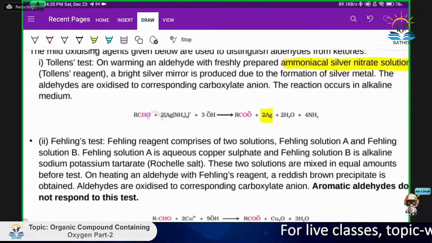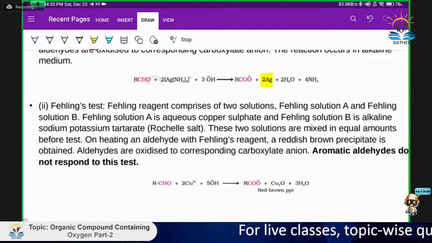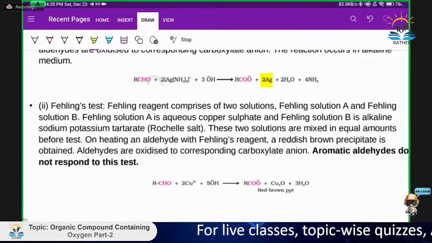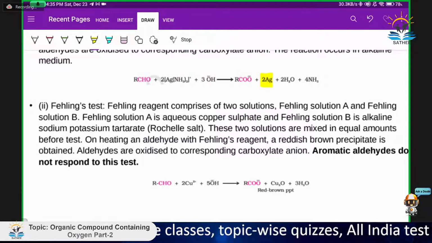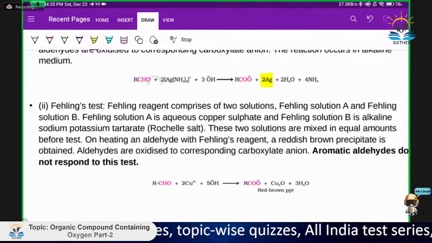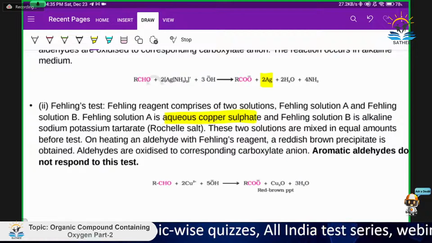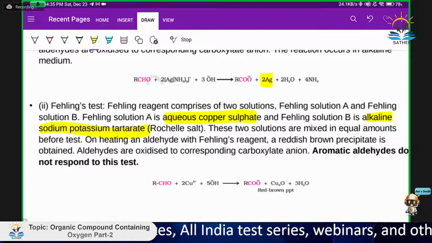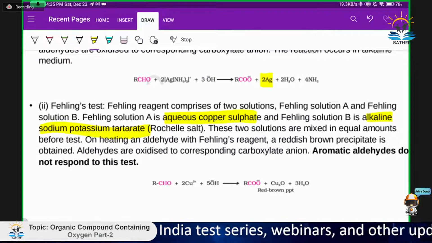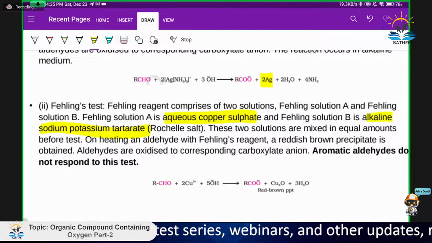This is what is tolerance test. Now, second test is Fehling's test. In Fehling's test, we mix equal volumes of Fehling's solution A and Fehling's solution B. So, what is Fehling's solution A and Fehling's solution B? Fehling's solution A is, of course, copper sulfate. Fehling's solution B is alkaline sodium potassium tartrate. So, we mix this in equal proportion and add it to our organic compound present.